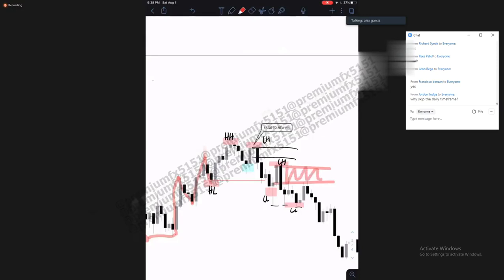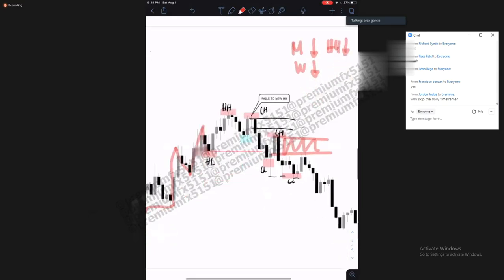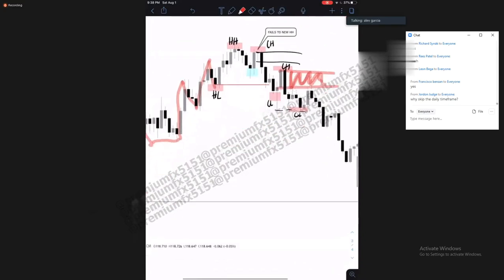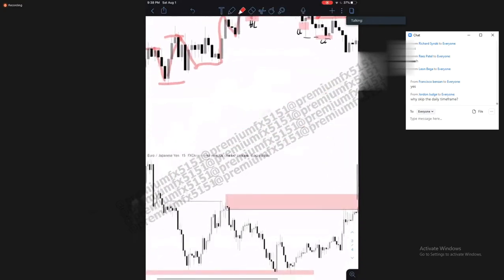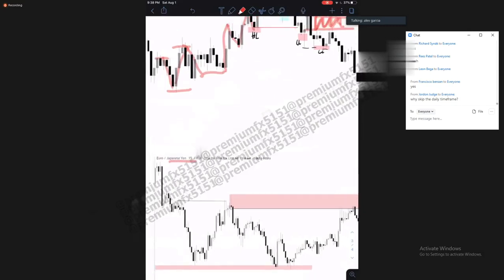Right now, to summarize, we have monthly on a bearish scenario, weekly on a bearish scenario, H4 on a bearish scenario. So everything right now is trending down. I now have my point of interest from an H4 perspective, then we start to go lower. Now we're going to go to M15.